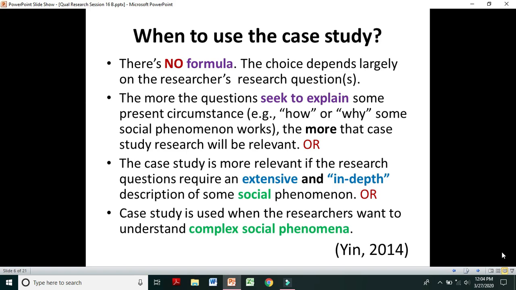On the other hand, the case study intends to understand complex social phenomena. For example, different programs, different activities, they have certain variables. We will talk about them in next few slides also. So social phenomena are very complex, and case study tries to understand those complex phenomena. You can see the reference of Yin's book here. So Yin's book on case study is a very important resource.